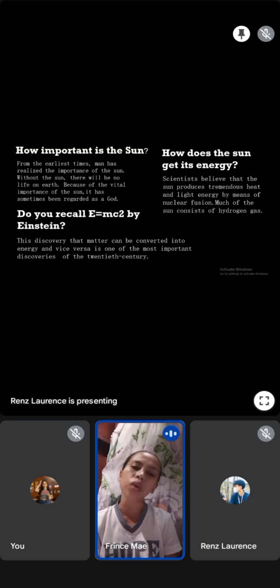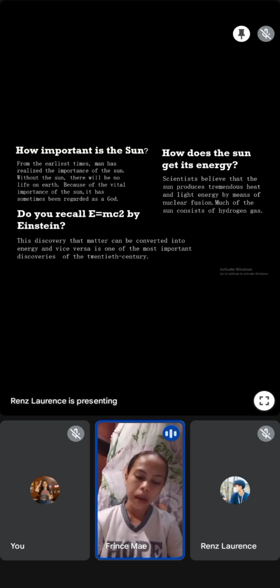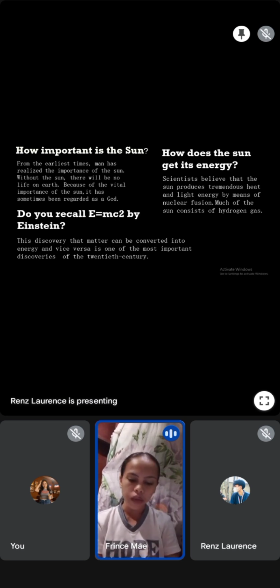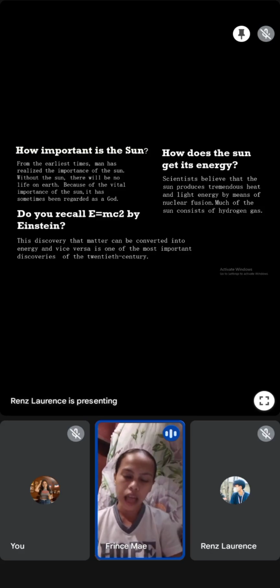So, second question: how does the sun get its energy? Scientists believe that the sun provides tremendous heat and light energy by means of nuclear fusion. Much of the sun consists of hydrogen gas. So what is nuclear fusion, class? The sun gets energy from nuclear fusion. In the core, hydrogen atoms fuse together to form helium. It releases a tremendous amount of energy in the process. This energy is emitted as light and heat.